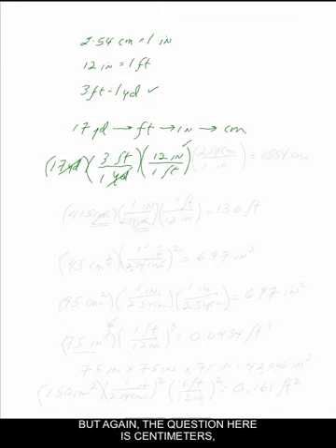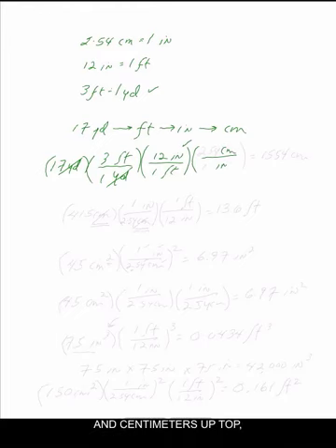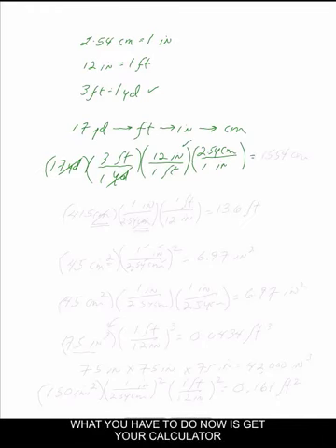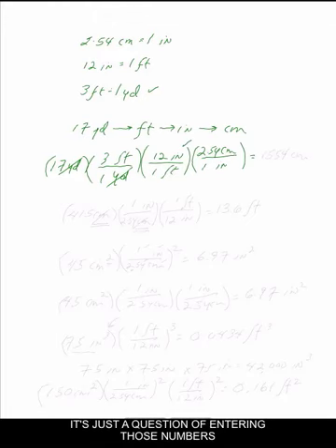But again, the question here is centimeters, so I'm going to carry on one more step here and apply a conversion again now that has inches down below and centimeters up top, and the numbers that go with that are 2.54 and 1 inch. What you have to do now is get your calculator and actually perform the calculation, which in this case, since all the numbers are above the fraction bar, it's just a question of entering those numbers into the calculator, one at a time.